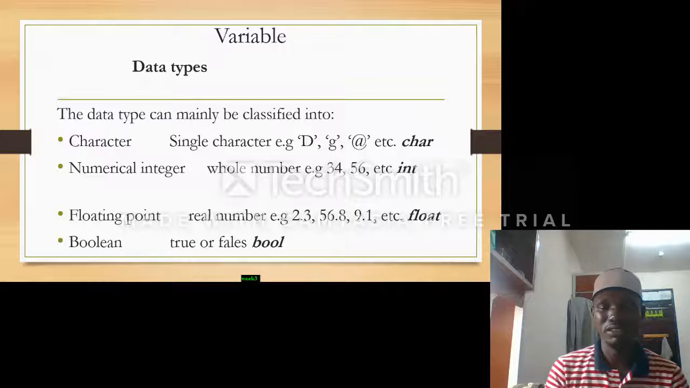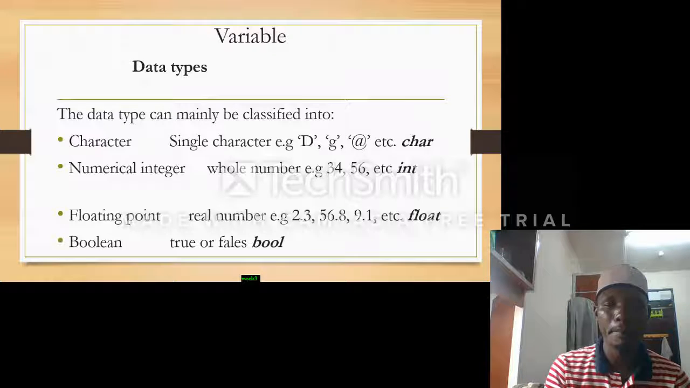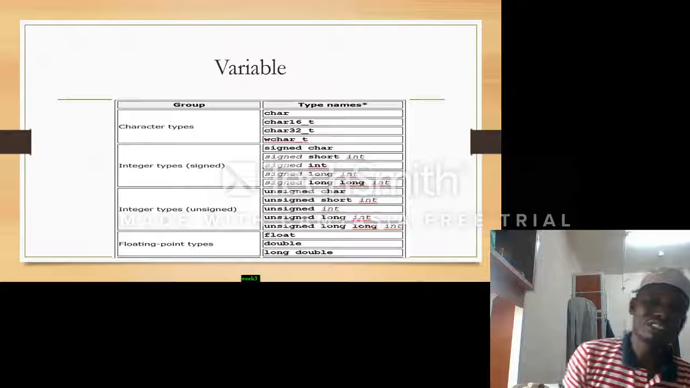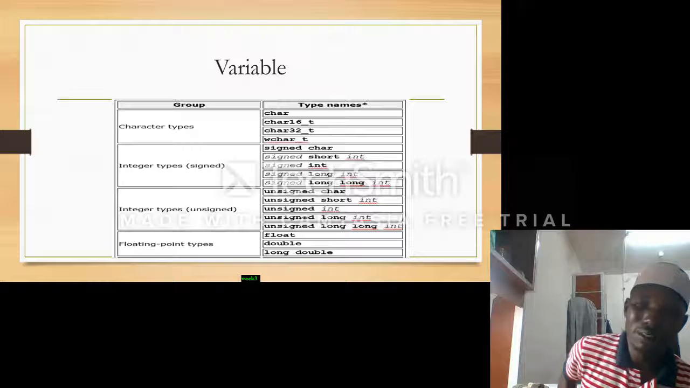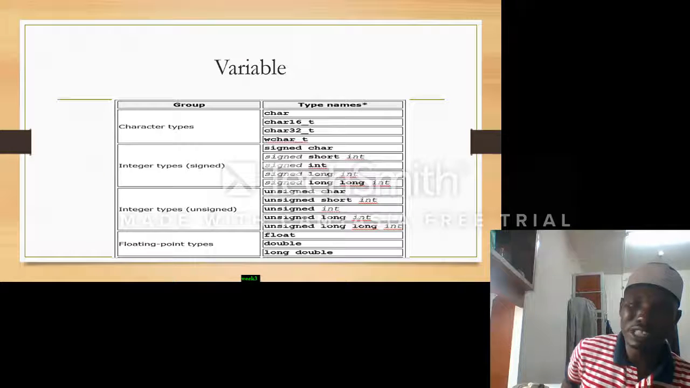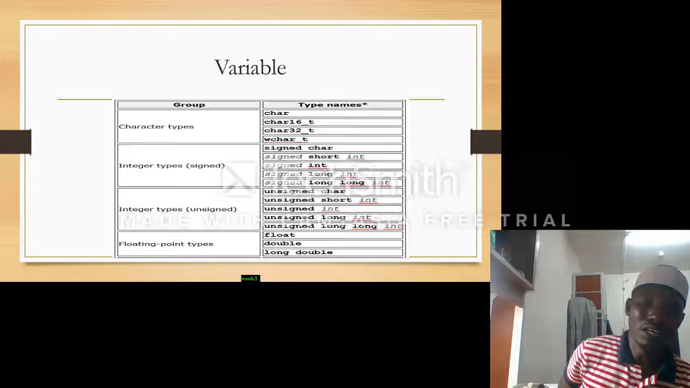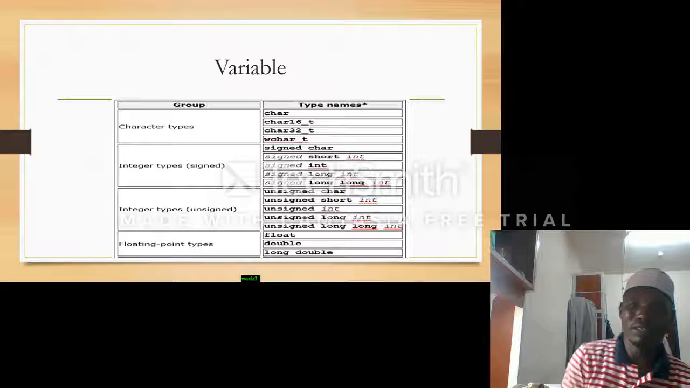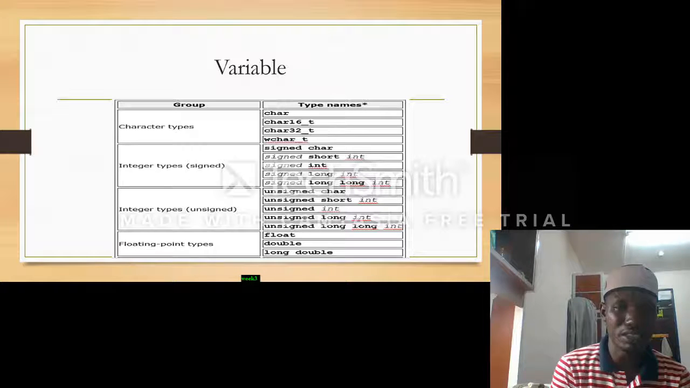Okay. Boolean is represented as BOOL, called bool. Okay. Now, next thing is just the category of most of these variables. How can you use them when you are coding? If you take the character types, we have about 4 different categories of the character type.